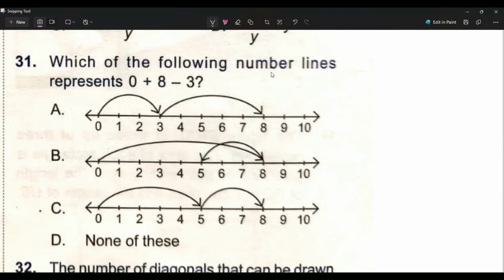31st question. Which of the following number lines represent 0 plus 8 minus 3? So starting from 0, 0 plus 8, minus 3, 1, 2, 3. So option B is the right answer, children.